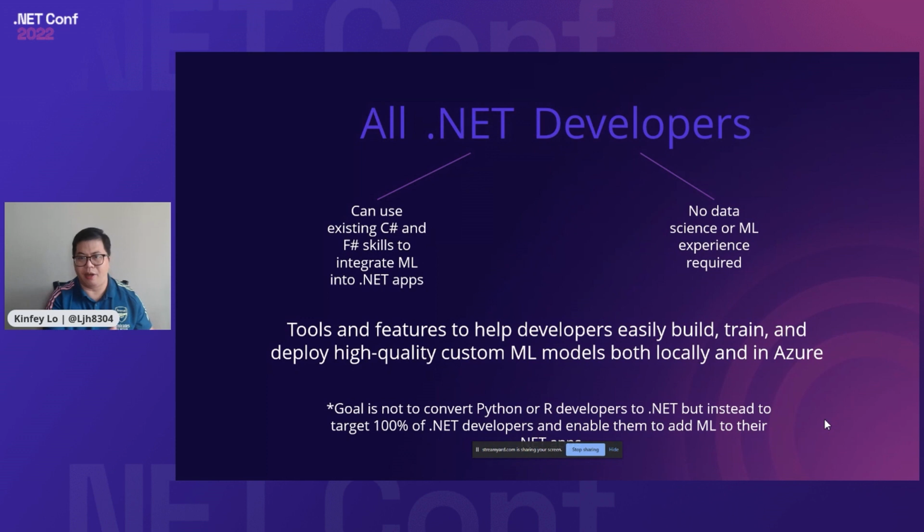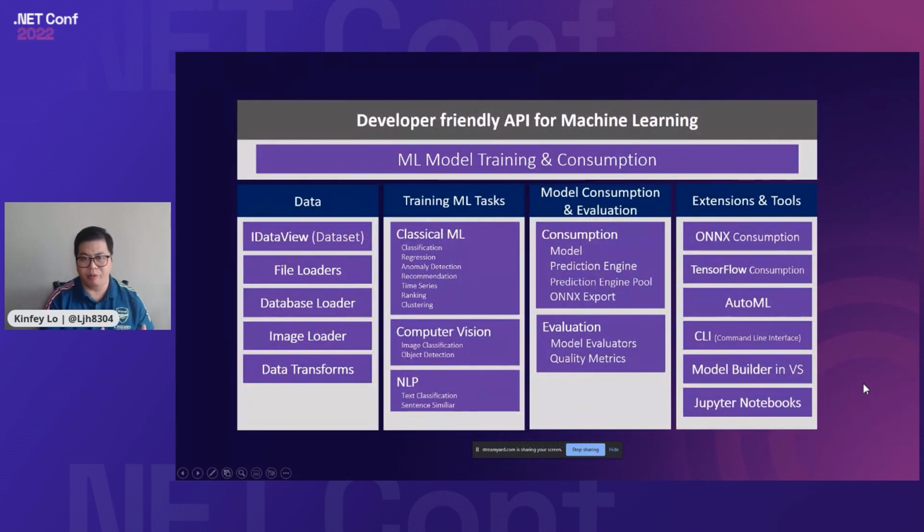Because you not only focus on data scientists or ML experiments, you just use some API to call all the data and then it will help you finish some models. So ML.NET is very popular in .NET scenarios. But now, what we want to know is what ML.NET can do. Developers get some friendly APIs, including data, training ML tasks, and model consumption.